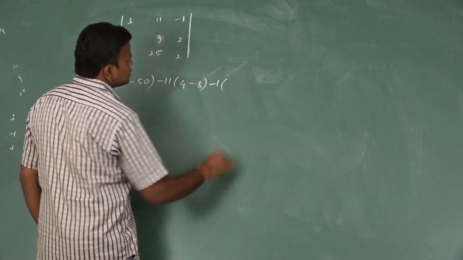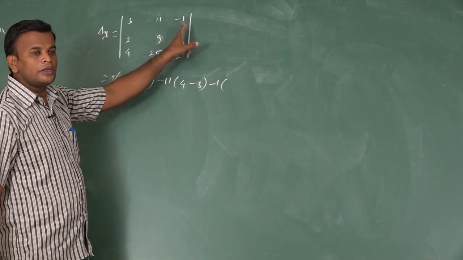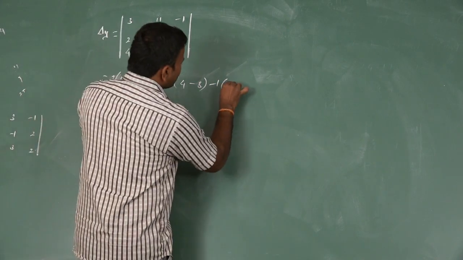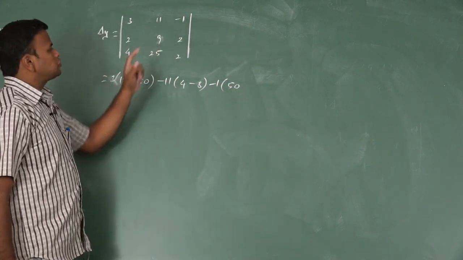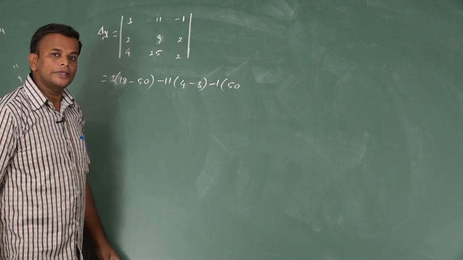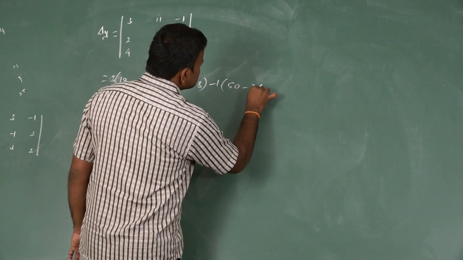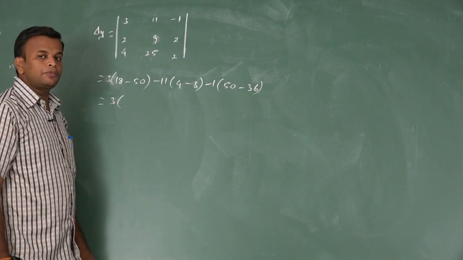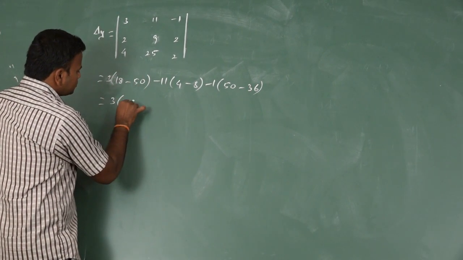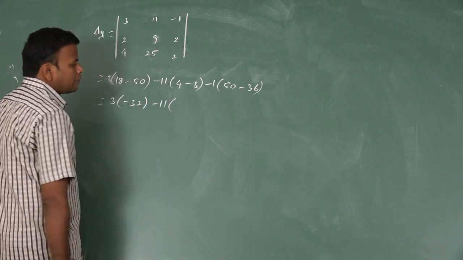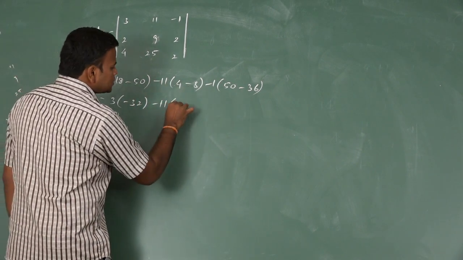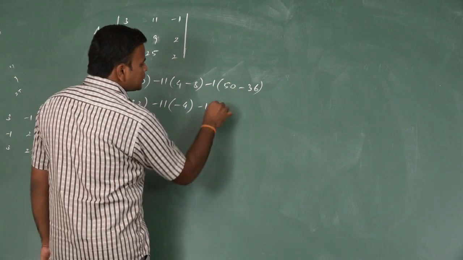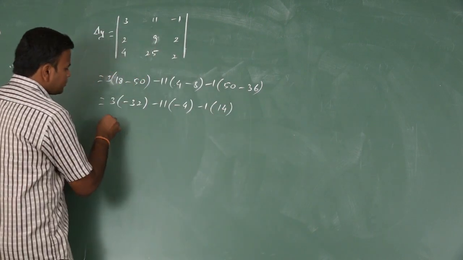Next element is minus 1. So minus 1 of, we leave this row and that column. 2 25s are 50. We multiply these two elements with a minus. 4 9s are 36, minus 36. 3 of 18 minus 50 is minus 32. Minus 11 of 4 minus 8 is minus 4. Minus 1 of 50 minus 36 is 14.